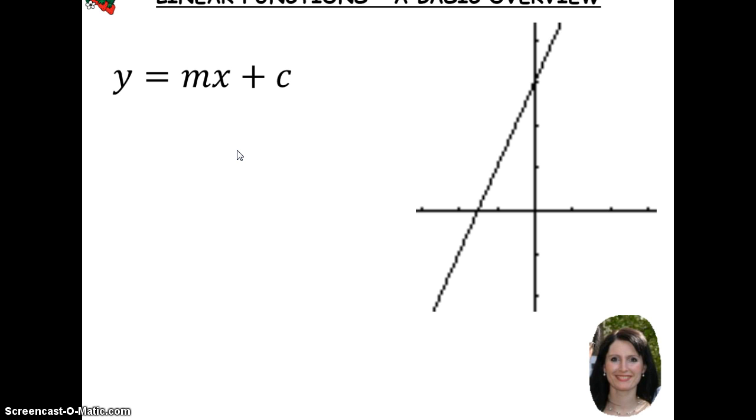So y equals mx plus c is the general form of a linear equation. Over on the right we see that we have a straight line graph, and that is in the form of y equals mx plus c. C is our y-intercept. It can be positive, but it can also be negative. The y-intercept is where the line cuts the y-axis. It's that point there.